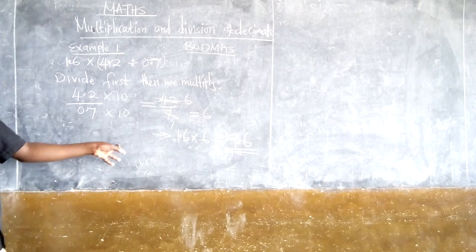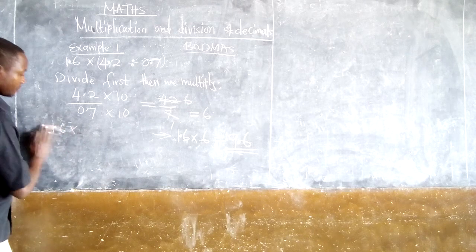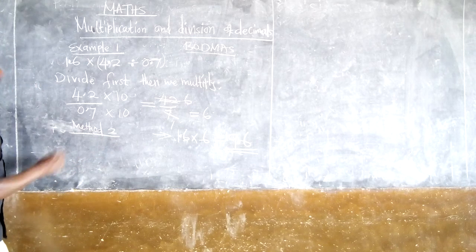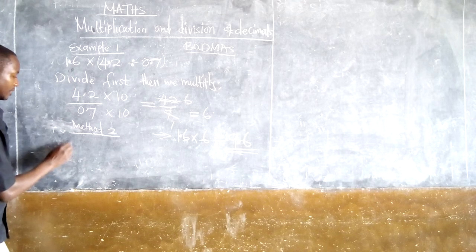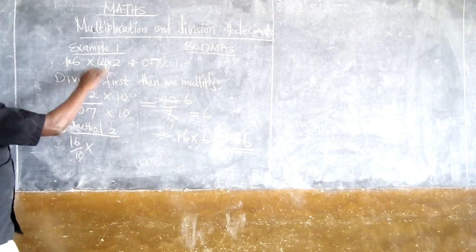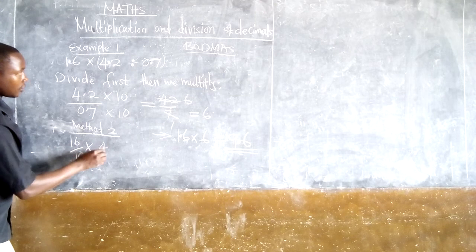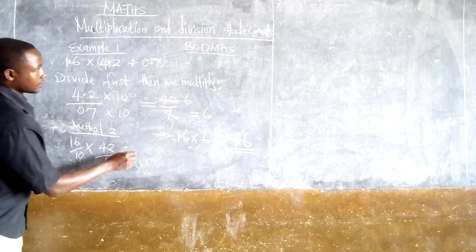Again, this question we can do in a different way. That is method 2. 1.6 in fraction we can write as 16 over 10, multiplied by 4.2, which in fraction we write as 42 over 10, divided by 7 over 10.